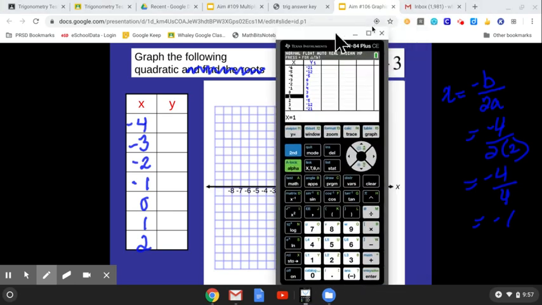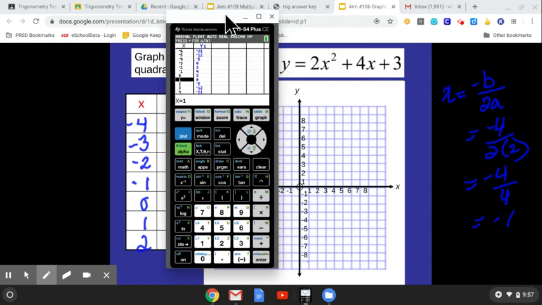And let me move this out of the way for us. And let's type in that equation. 2x squared plus 4x plus 3. Again, I can look at the graph. I don't really need to. I'm really focused on what values I can get from the table. And we want to go from -4 to 2.